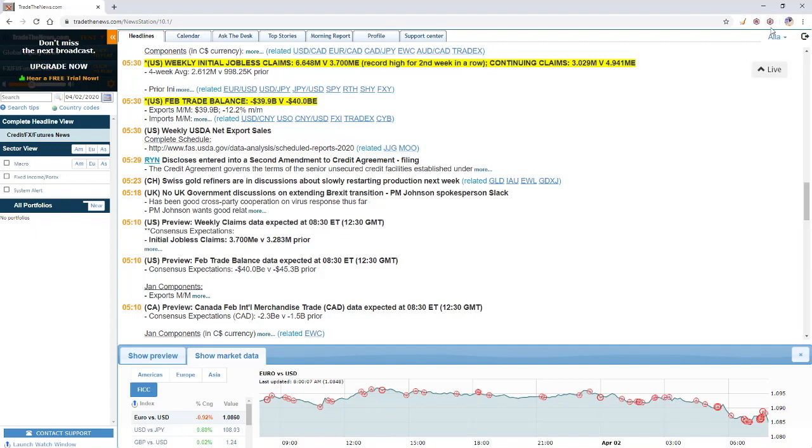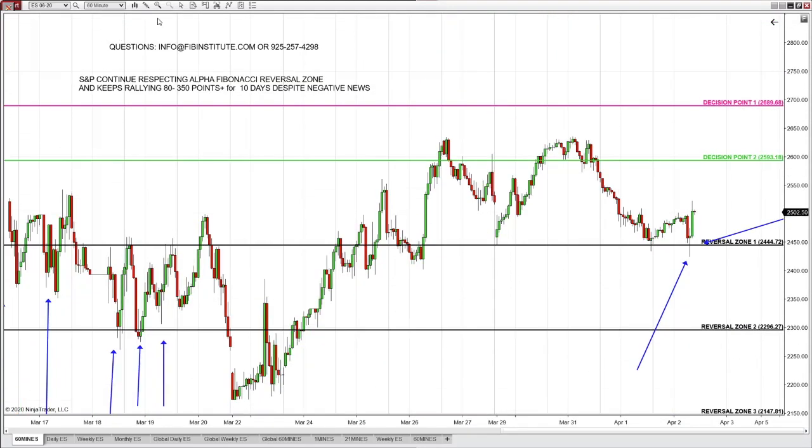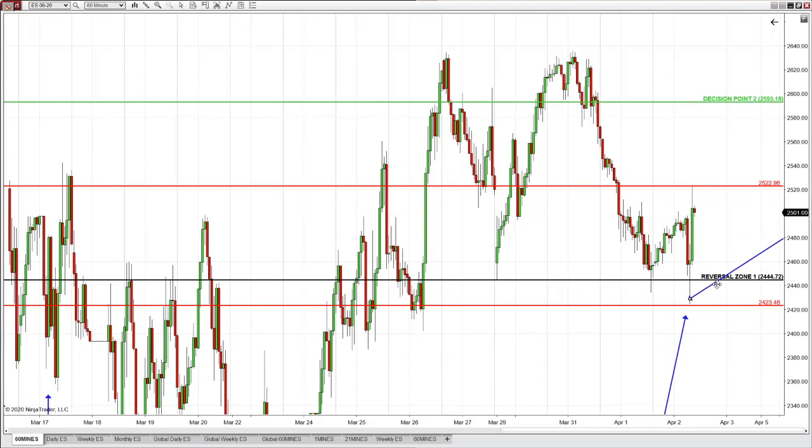So how is it possible that despite such horrific data, market rallying? Tell me. How is it possible that S&P is skyrocketing? Take a look at what played out. This is a 100-point rally. The worst data, the worst unemployment claims ever. And S&P stages bullish rally for 100 points.